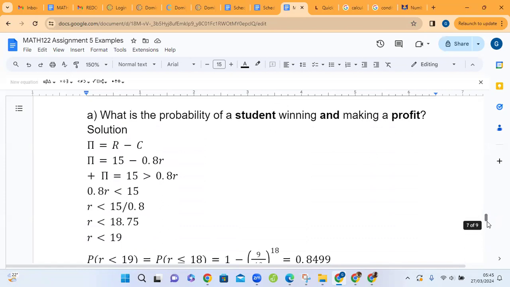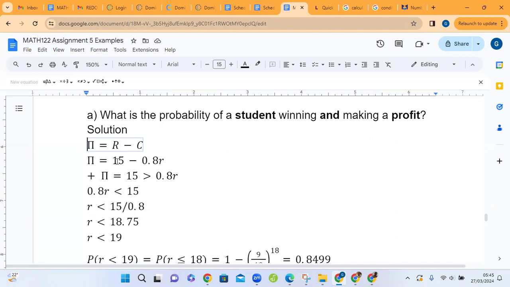First, we have to establish what the term profit means. Profit is basically revenue minus cost. Here we are using capital Pi for profit because capital P is already used for probabilities. And Pi is the symbol that the Greeks use to denote the sum P. So we can use capital Pi for profit. So profit is revenue minus cost. R for revenue, C for cost.